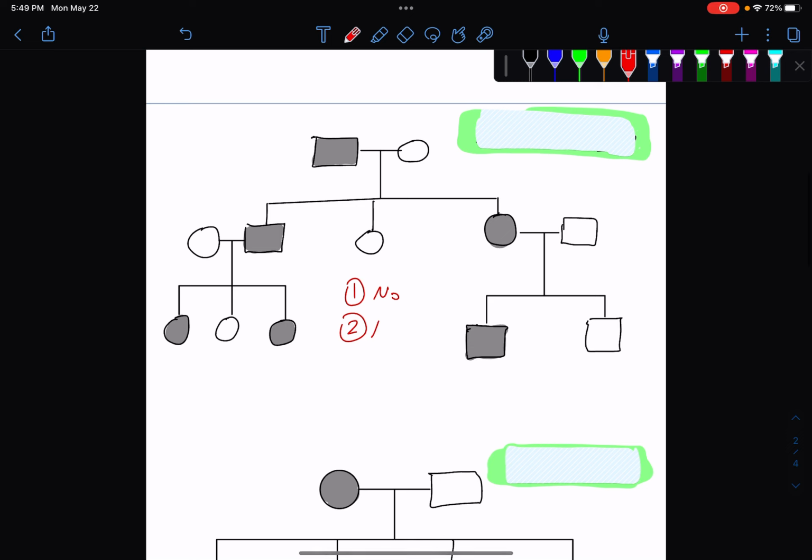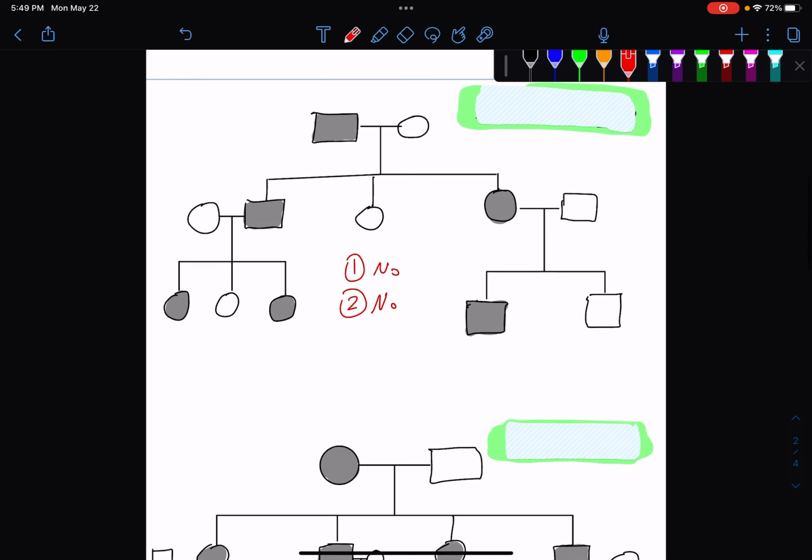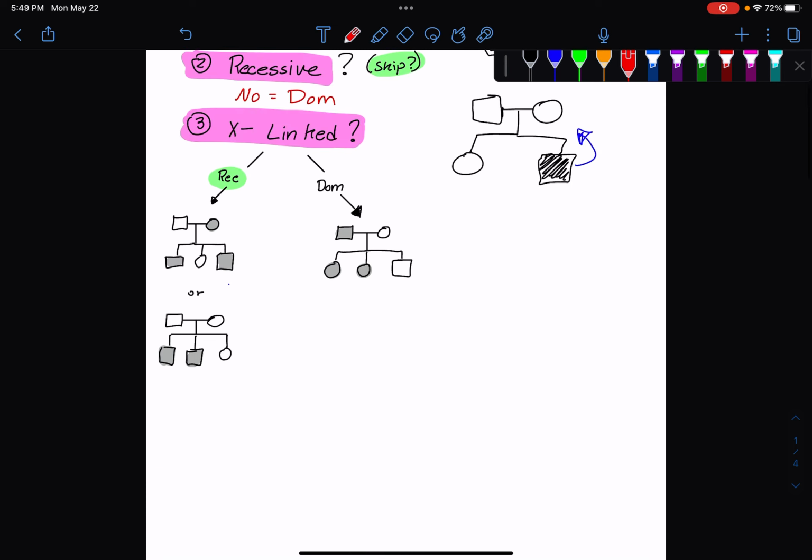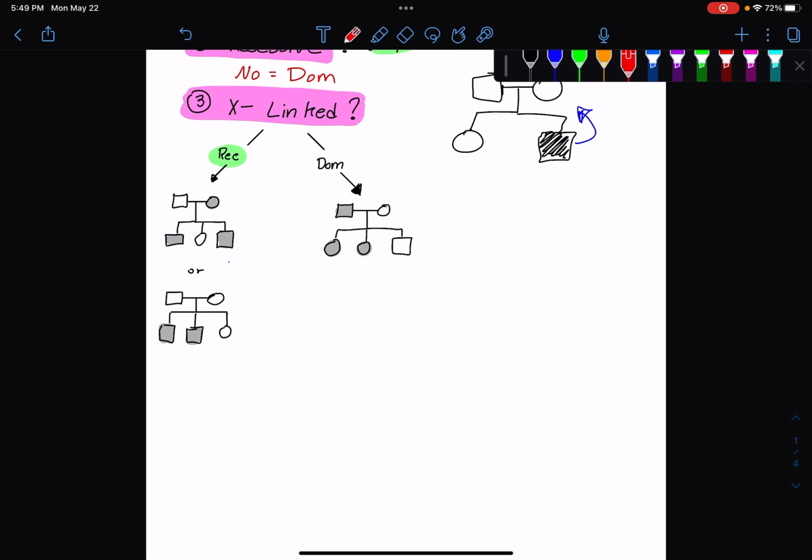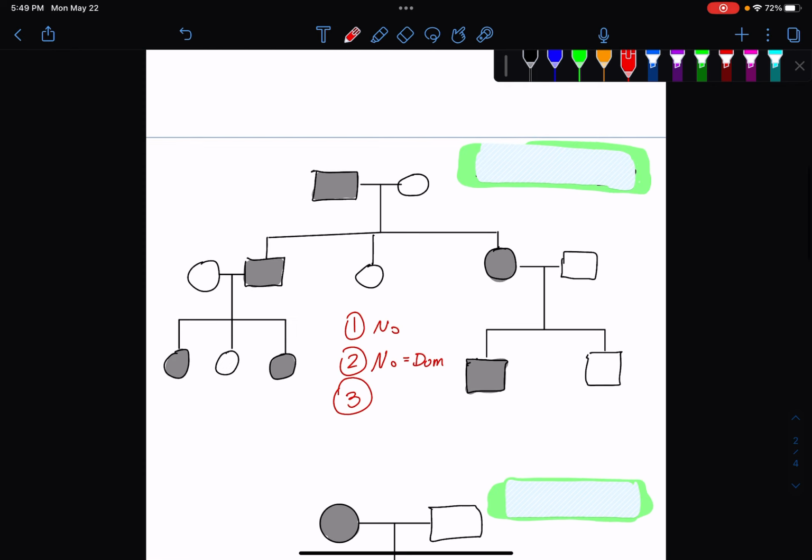So we're going to say no to recessive. Okay, next, number three. Since we know it's dominant, we're going to look for dominant X-linked. We're going to go back up. With dominant X-linked, we want to look for an affected male and see if all of his daughters have the affected trait. Okay, so we're going to look.